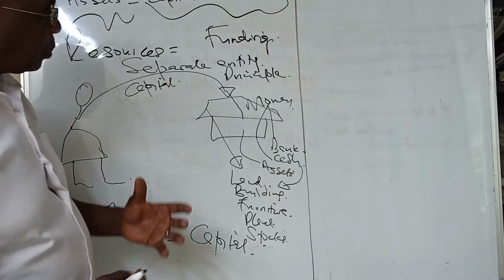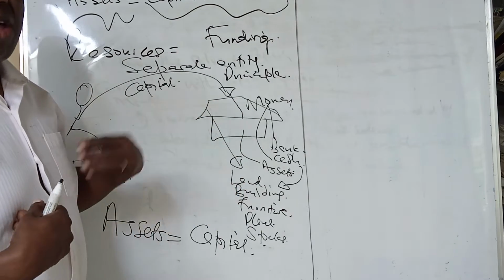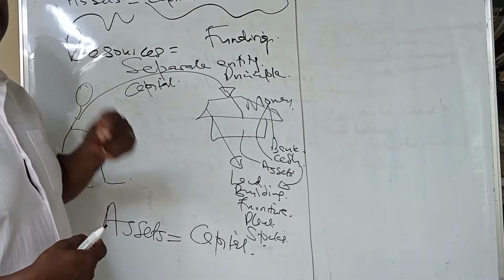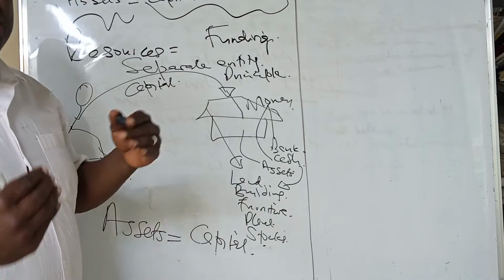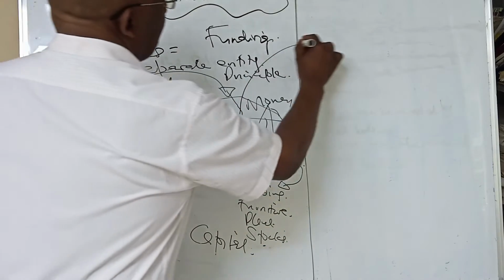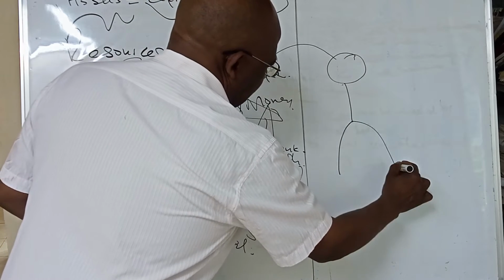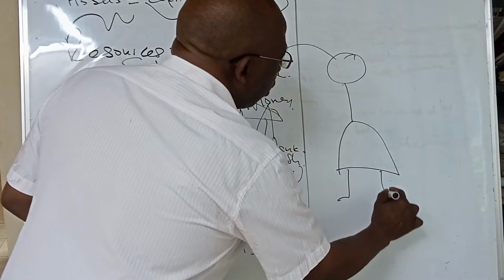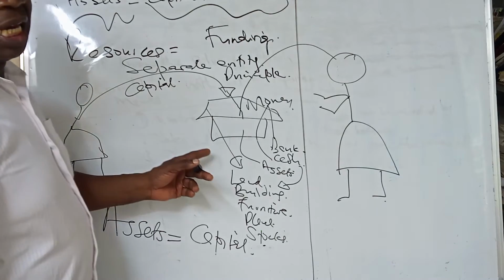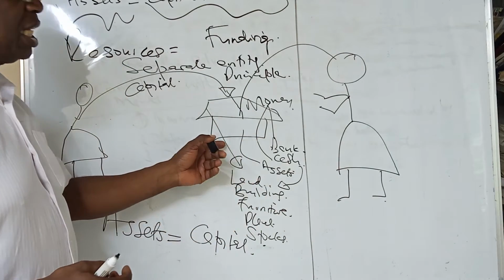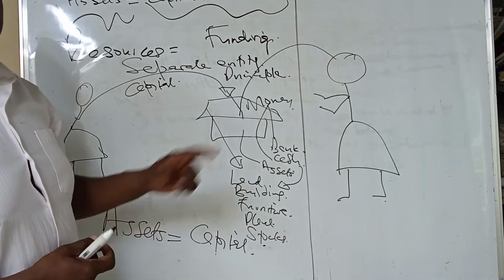But like we're saying, at times the business requires more money than the owner has, and therefore the business may borrow money from other persons. Assume that we get another lady here. This lady is not the owner of the business, but she has excess money which she can lend to this business. She doesn't own the business, but she's lending. The business will pay her interest.